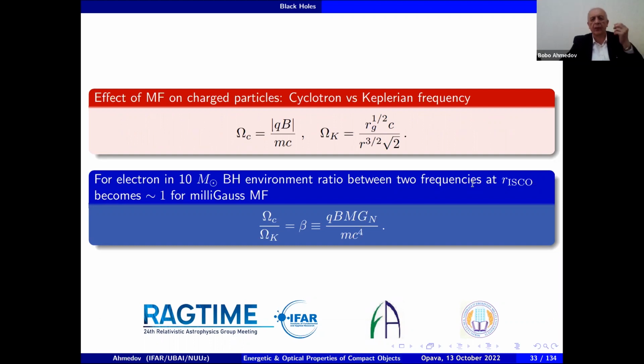of the particles. So when you look to the dynamics of the particles, usually the test particles follow the Keplerian frequency. But whenever you have a magnetic field, the cyclotron frequency appears, and the simple comparison between the cyclotron frequency and Keplerian frequency shows that for an electron, even a milli-Gauss magnetic field becomes more dominant than the gravitational field. So it means that the dynamics of the test particle is totally governed by the magnetic field if it exists there.